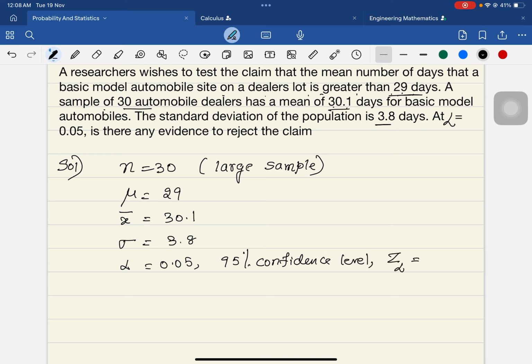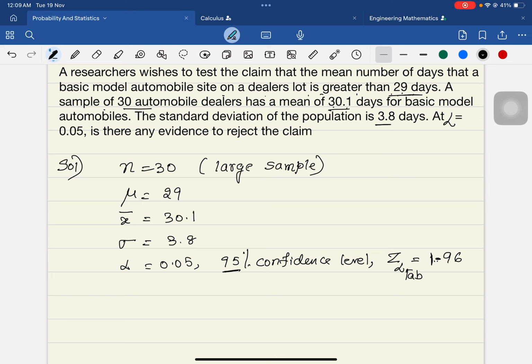We have just now done that. A 95% confidence level means, as I told you to memorize, 1.96. That is Z alpha, the tabulated value. You can memorize this. And now let us consider this one.